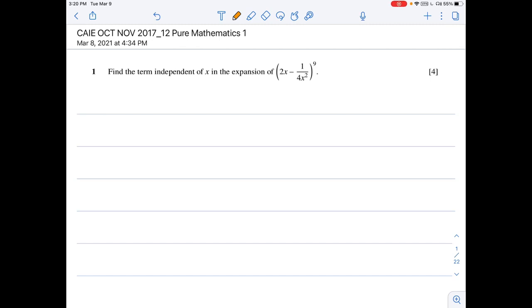Welcome. CAIE October-November 2017, paper 12, pure mathematics 1. First question, find the independent term of x. So n is 9. So I write the general term 9CR, (2x) to the power of r and (minus 1 upon 4x squared) to the power of 9 minus r.